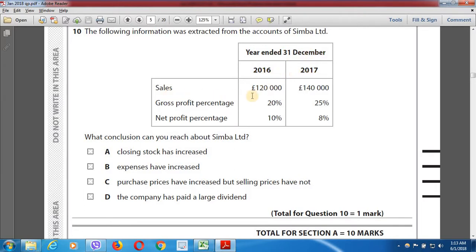Next. Number 10. The following information was extracted from the accounts of Simba Limited, year-end 31st December 2016 and 2017. Sales £120,000, £140,000. Gross profit percentage 20%, 25%. Net profit percentage 10%, 8%. What conclusion can you reach about Simba Limited? Option A, closing stock has increased. Option B, expenses have increased. Option C, purchase prices have increased but selling prices have not. Option D, the company has paid a large dividend.